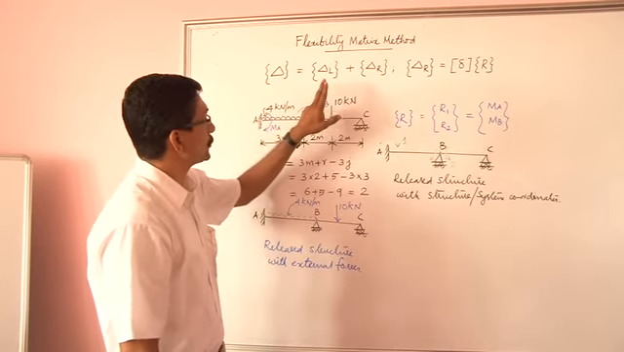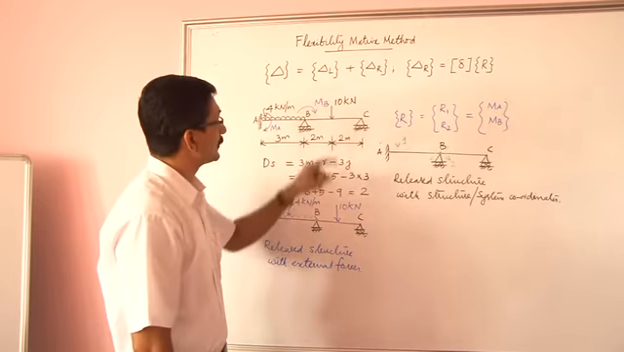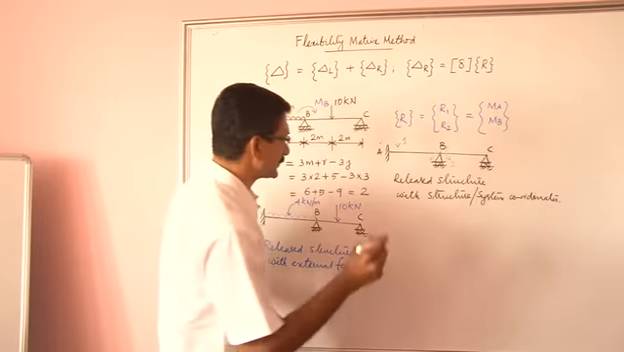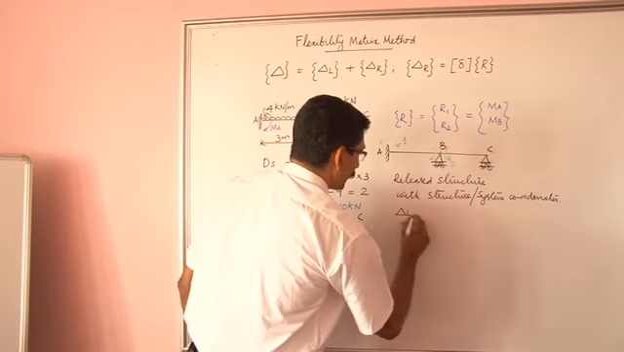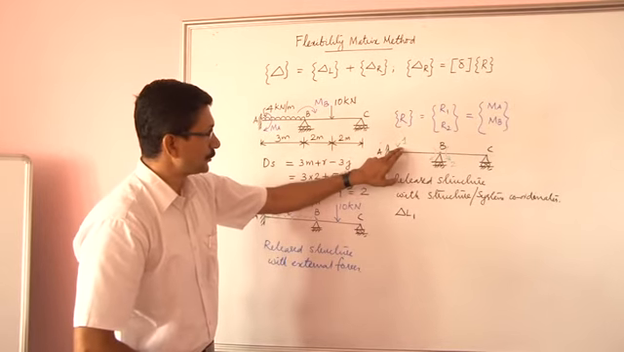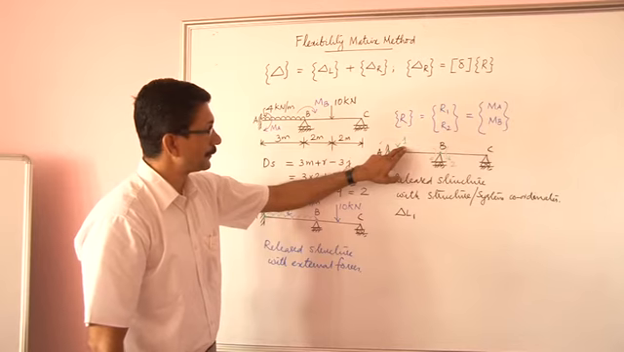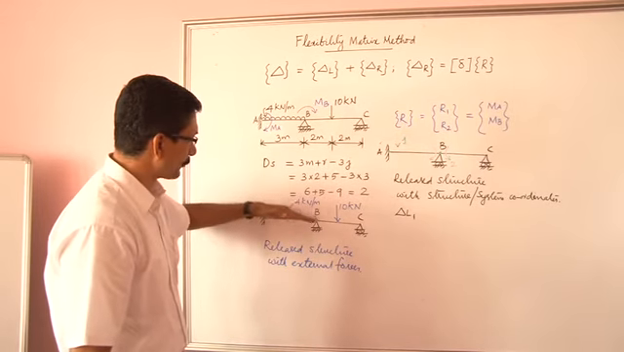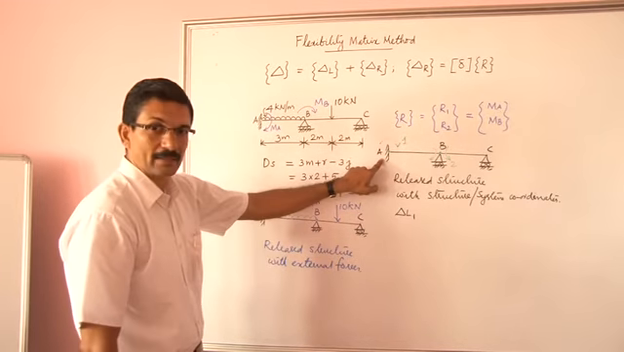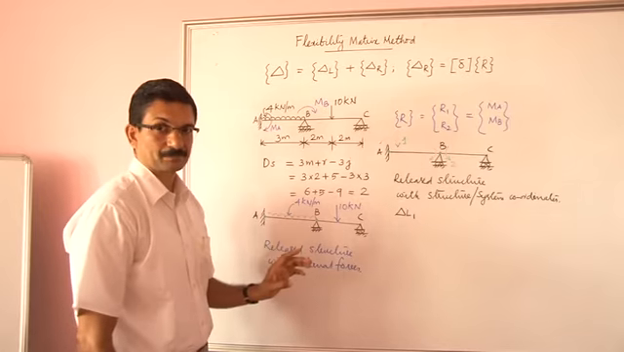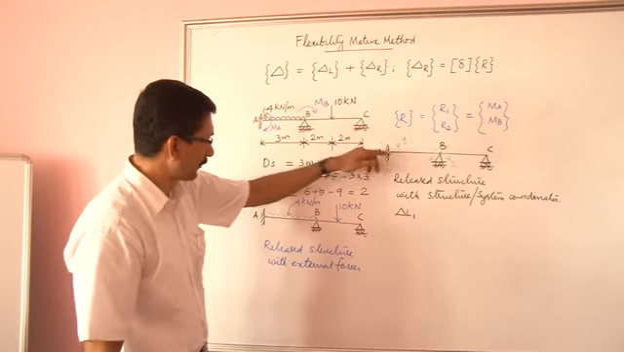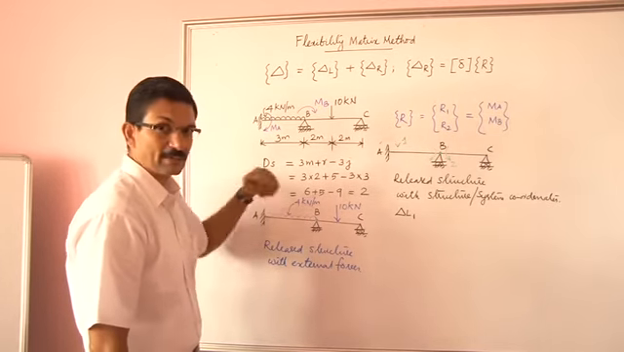Now, to establish this delta L vector, there are 2 components in the delta L vector. Let us call the first one delta L1. Delta L1 is the rotation corresponding to coordinate number 1 due to the externally applied forces at joint A in the release structure. That is, the rotation corresponding to coordinate number 1 in the release structure due to external forces.